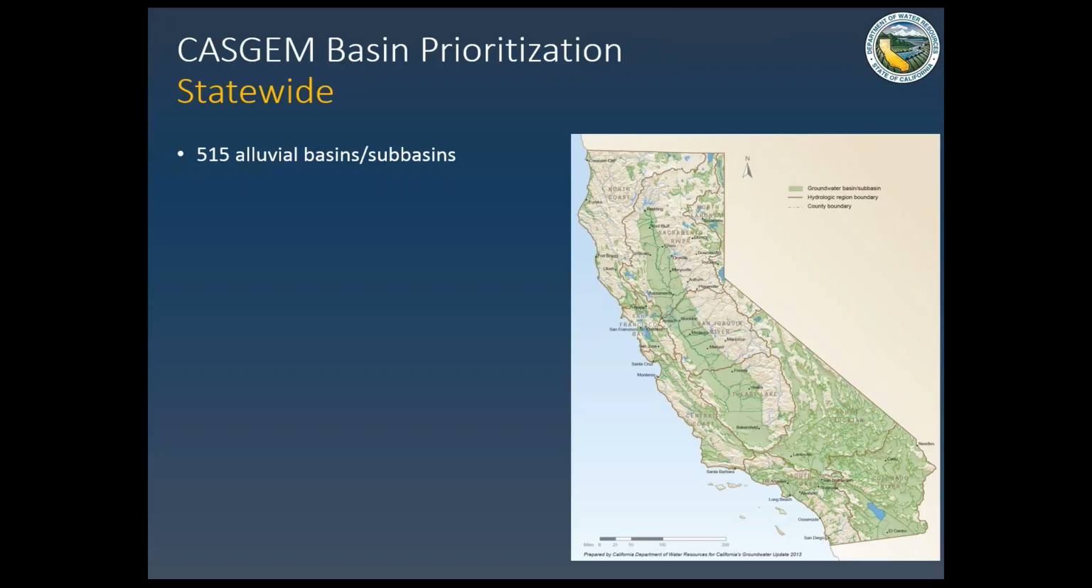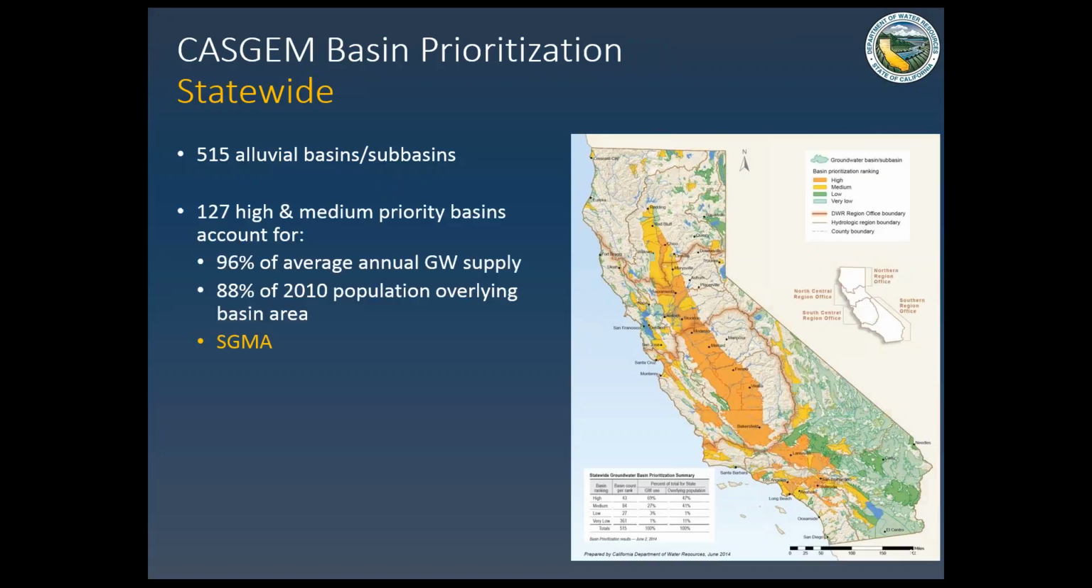Now we'll go on to basin prioritization. Statewide, there are 515 alluvial basins and subbasins. When CASGEM legislation was signed in 2009 and implemented, one of the objectives was to assess each of the basins to determine the priority of very low, low, medium, or high.